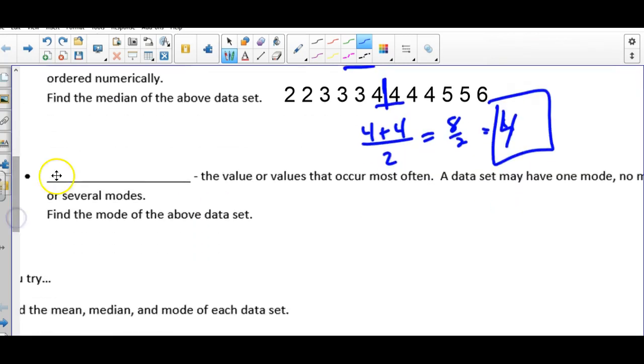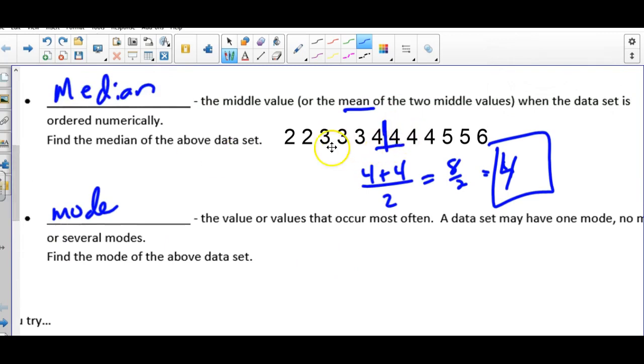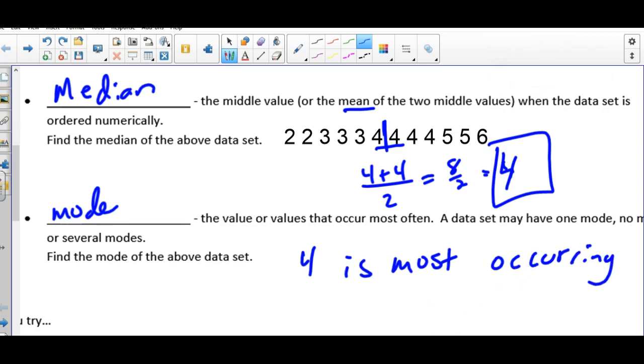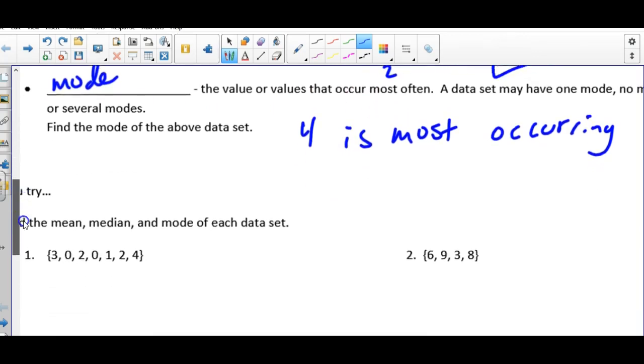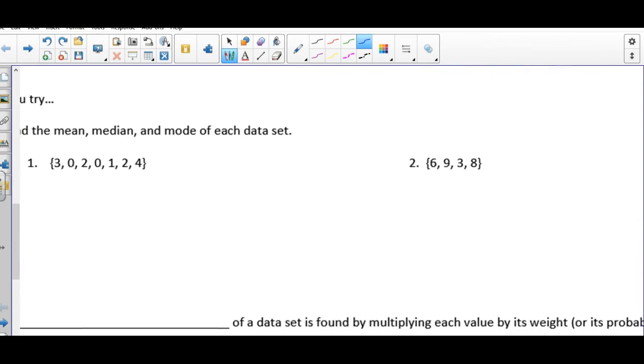Next, we have what's called the mode. If you take the same data set and ask which number appeared the most, you'll see it right here: 4. 4 appeared the most, so 4 is the most occurring. That's all the mode is. It is the value or values that occur the most often. In some cases, you can have more than one mode. Let's do a couple examples.